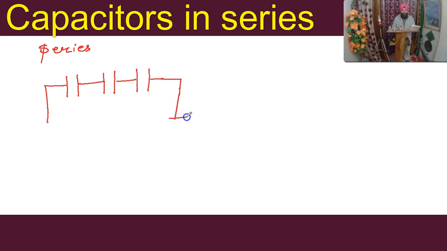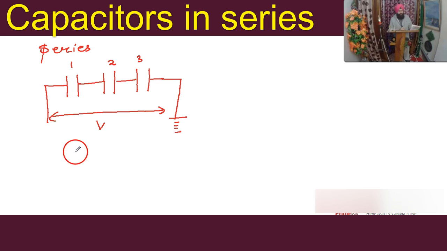This connection is going to be at earth potential. This plate is connected to earth. First, second, third. The second plate of the third capacitor is connected to the earth, meaning it is at earth potential. And some potential is given between this end and this end, and let that potential be V.